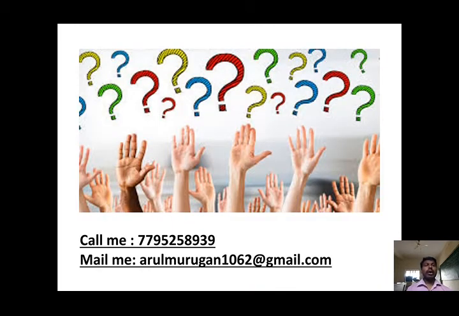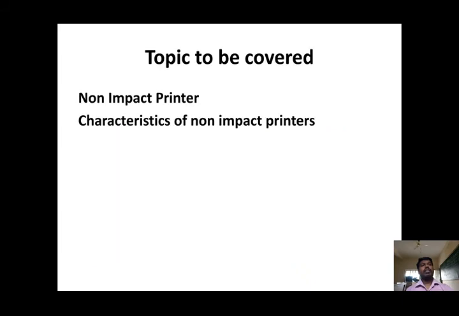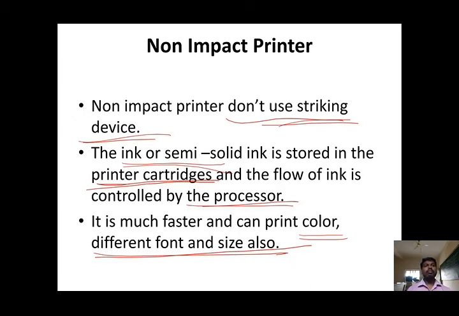Dear students, I am going to conclude this session by giving a summary. First, what is non-impact printer? We know that the impact printer has a striking device, but the non-impact printer does not use a striking device. Second point, the ink or semi-solid ink is stored in the printer cartridge, and the flow of ink is controlled by the processor. It is much faster and can print color, different fonts and size also, whereas impact printer does not print color, and we cannot print different font sizes and font types.